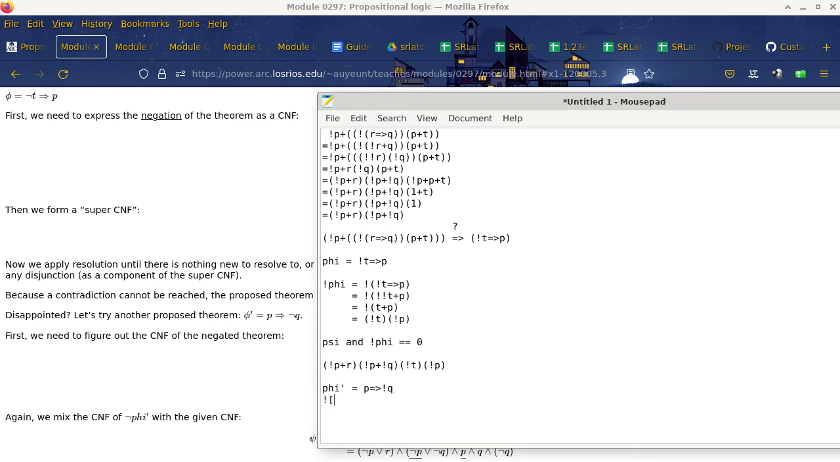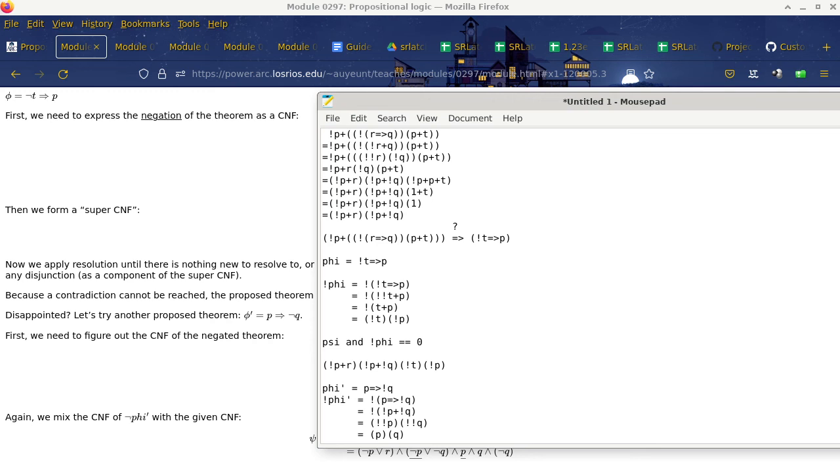So first, we have to negate the proposed theorem. So we are now looking at the negation of phi prime, which is just the negation of what we had earlier. And then we turn it into a CNF. So once again, you convert the implication first. So it becomes not P or not Q. And then we apply De Morgan's law, which means we end up with not P and not Q. And then we do one more step of simplification. So we just end up with P and Q. Are we doing okay so far with this?